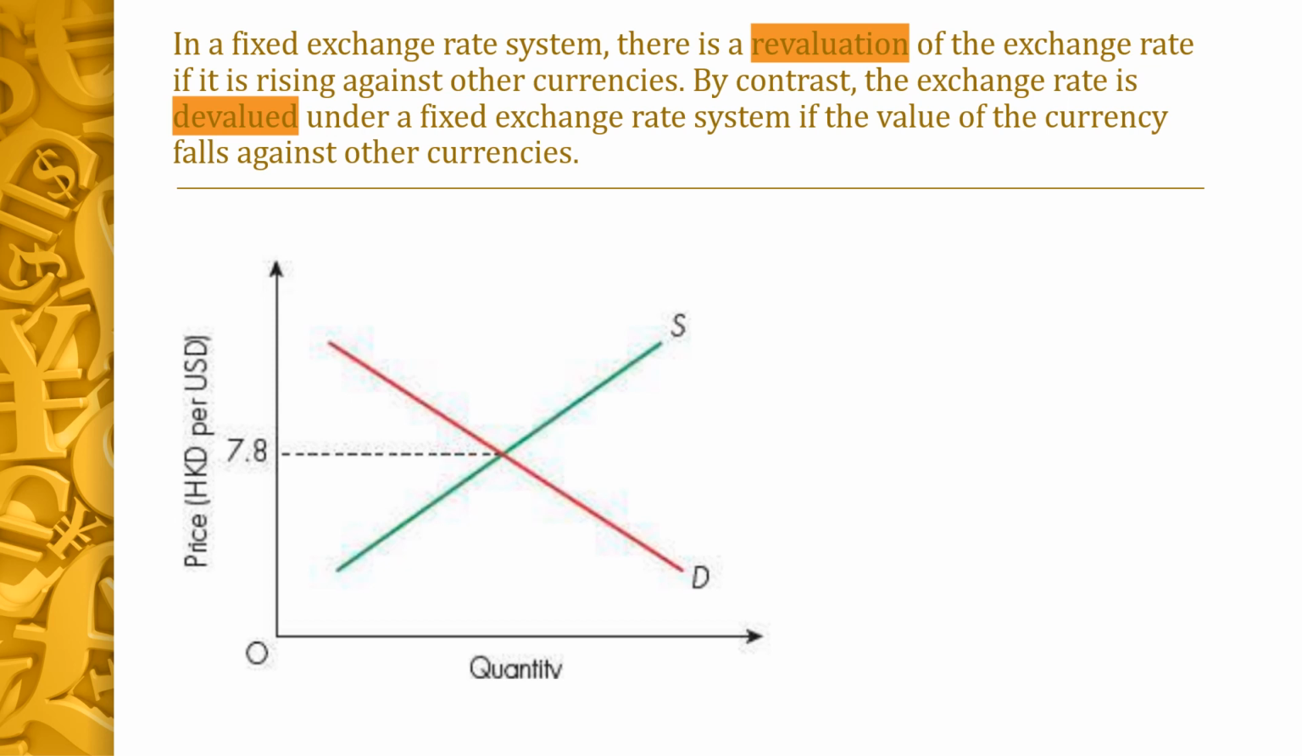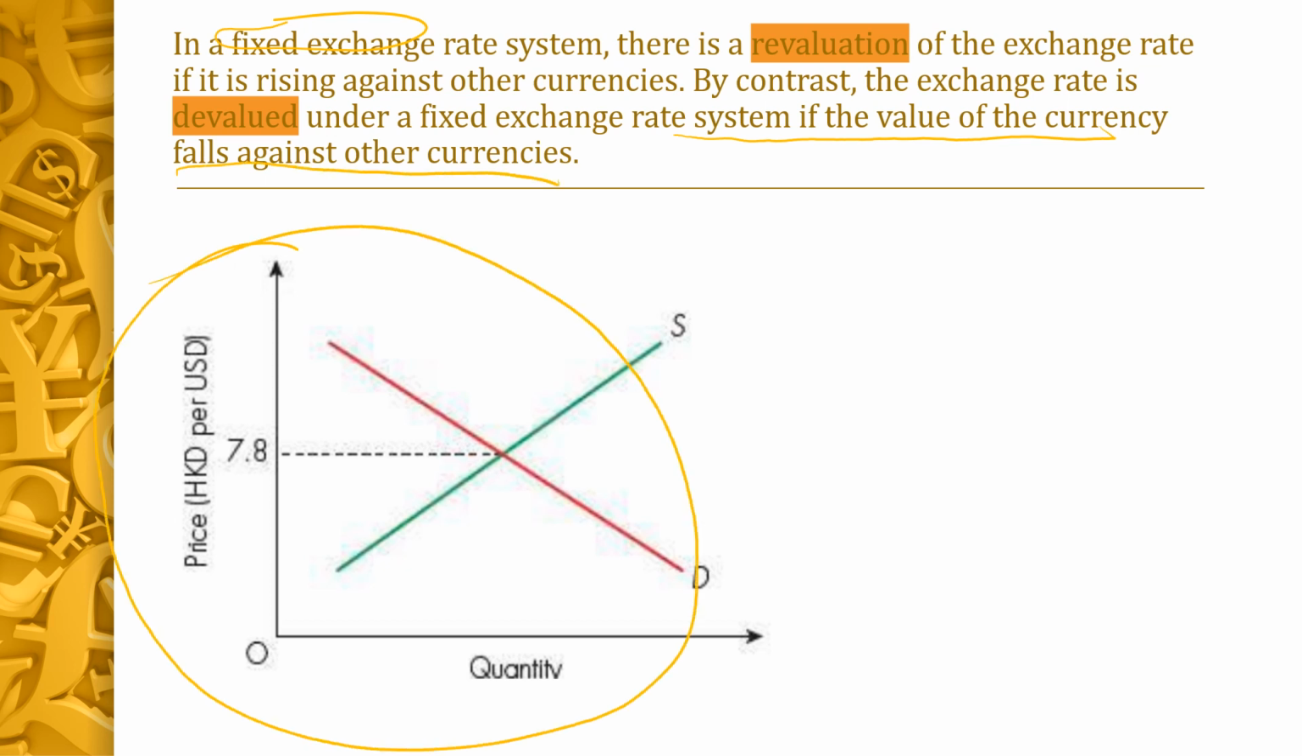Whereas in a fixed exchange rate system, there is a revaluation of the exchange rate if it is rising against other currencies. The exchange rate is also devalued under a fixed exchange rate system if the value of the currency falls against other currencies. There is a graph here. Again, you are always comparing two currencies.